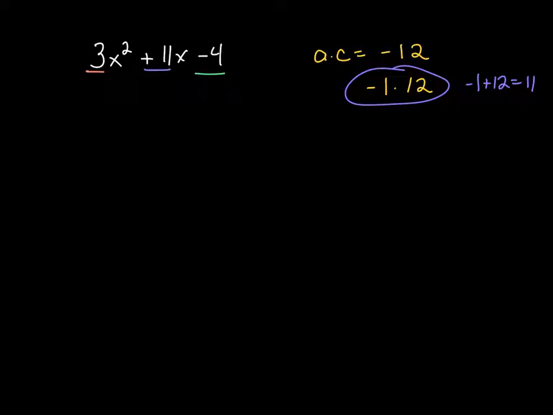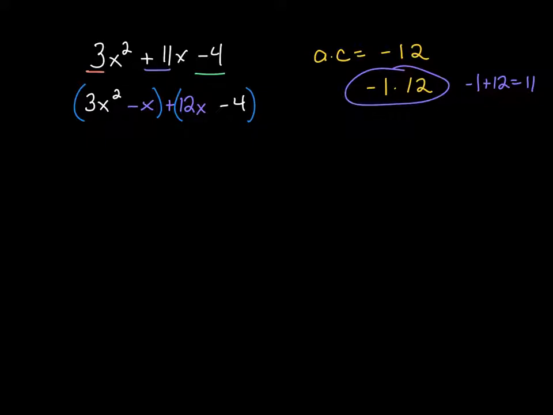So we can rewrite our problem. 3x squared, but instead of plus 11x, we'll say minus x plus 12x. Combined, that does give us plus 11x, and then minus 4. Now we want to group together, and then we need to find the common factor for each group.